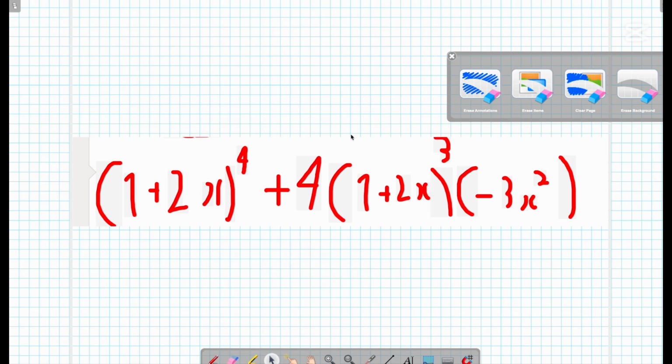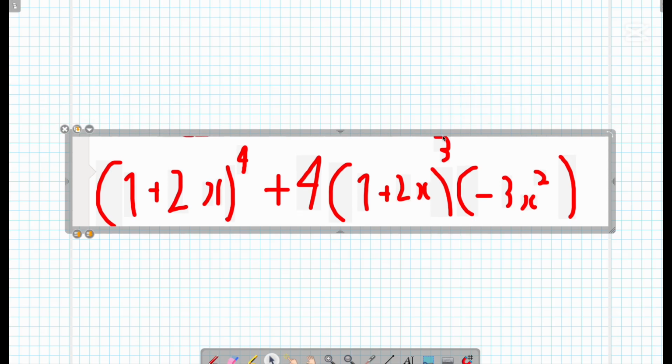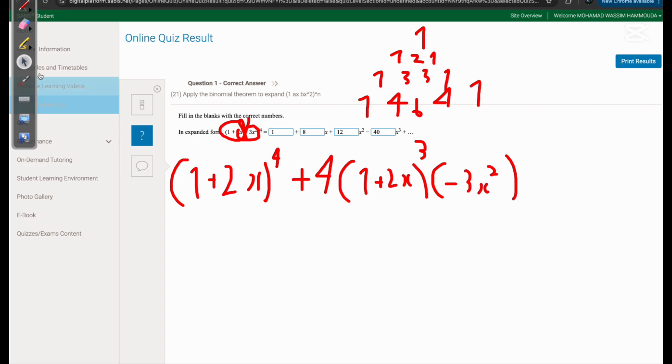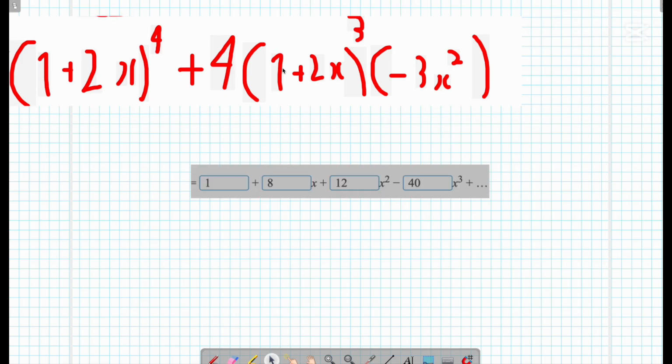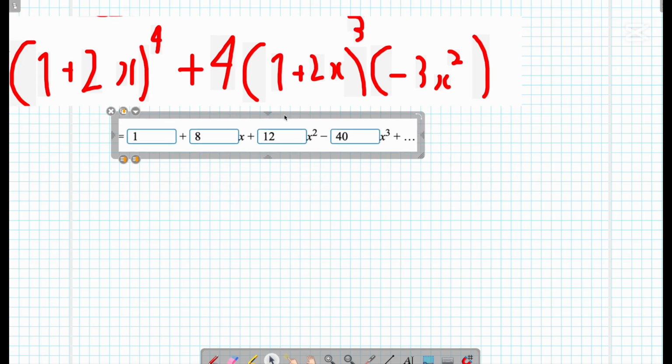Add to new page. So now let's remove this, bring this up. Then I'm going to add the form of the question that they want, to current page. Okay, so now we're going to have to simplify this.